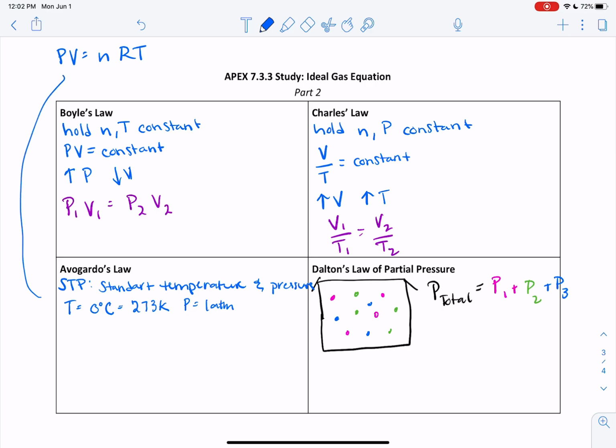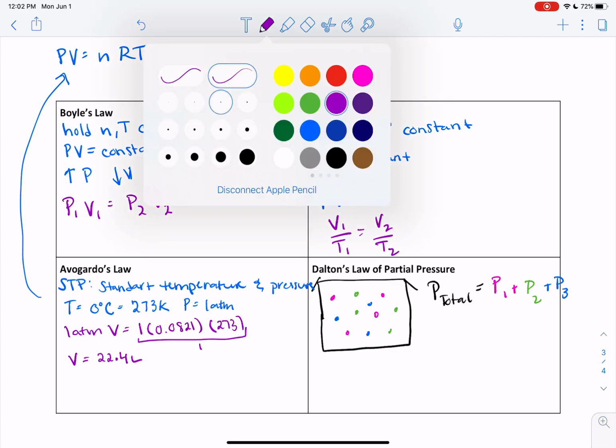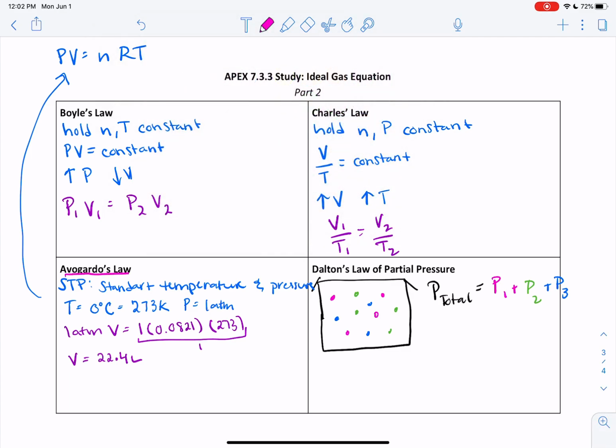Now, we can plug that STP back into our ideal gas equation. So we would get P, which is 1 atmosphere, times V, we don't know what that is. Let's say we have 1 mole of our gas, so I'm going to say N equals 1. R is always that 0.0821, times T is that 273. If you got V by itself, if you multiplied everything on the right, and then you divided it by 1 to get volume by itself, you would get volume equals 22.4 liters. So this is what Avogadro's law says.